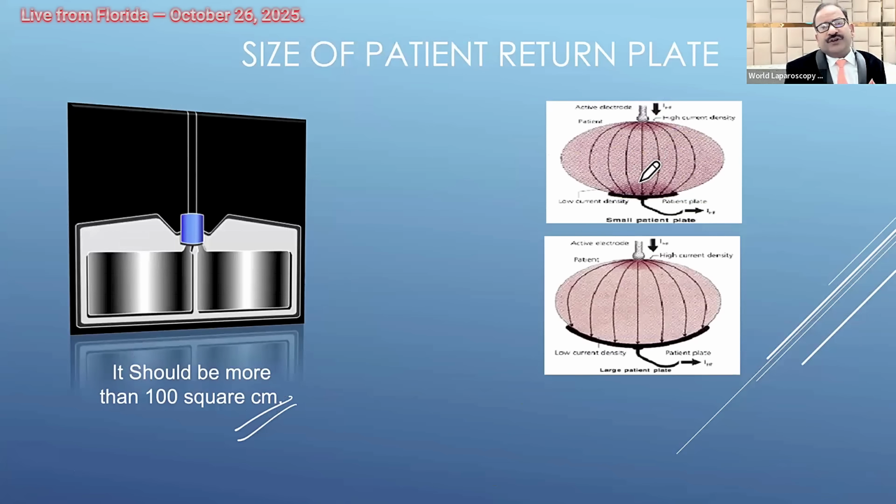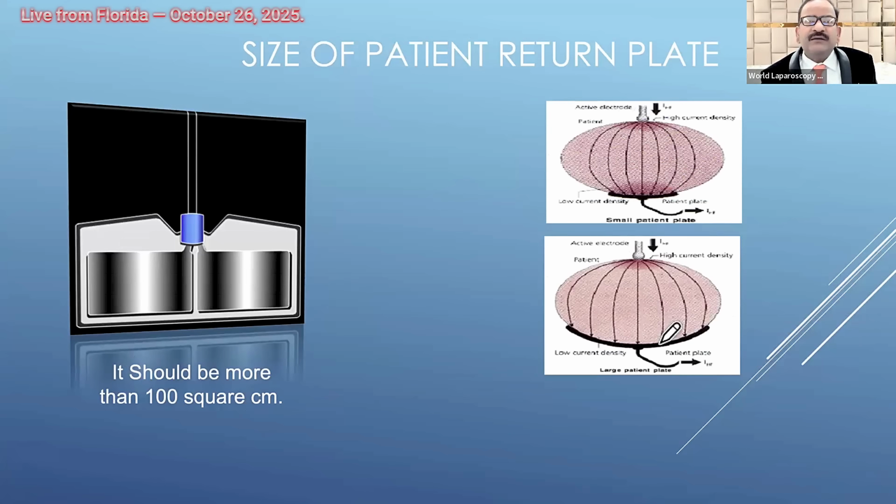We can see here two pictures. Here a small area is in contact and it has a burn. But here we can see a big surface area in contact. So the patient return plate is here. The heat will be produced only at the application site. But here we can see that heat is also produced at the exit site.